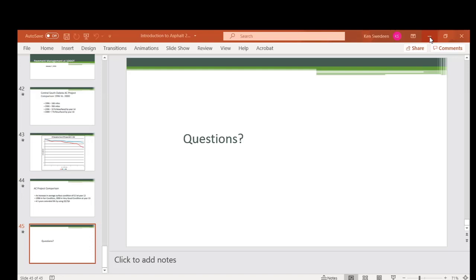We did have one question. Thank you, by the way. It basically had to do with the amount of testing that needs to be done. I'd mentioned with QC/QA that it does increase the testing, particularly compared to what we were doing before.